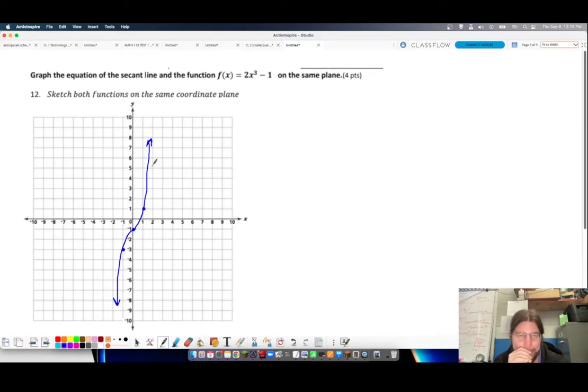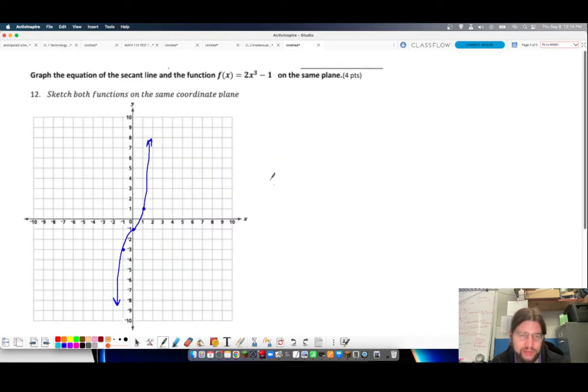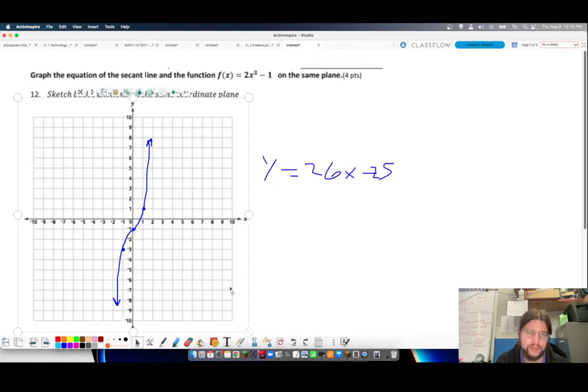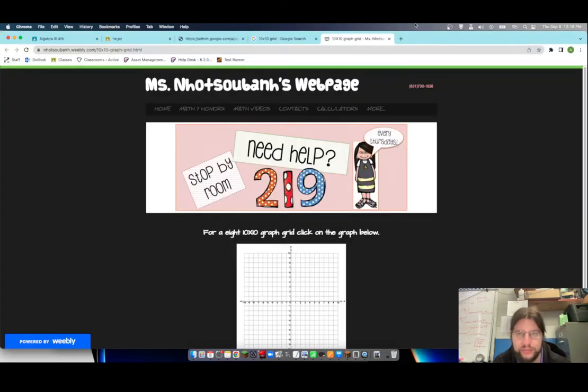Don't cross that line. Now the secant line, we got 26x minus 25. So we need a different graph. 10 by 10 is not good enough. We got a y-intercept of negative 25. We need that. Well, we don't really need it, but whatever. Let's go bigger graph.